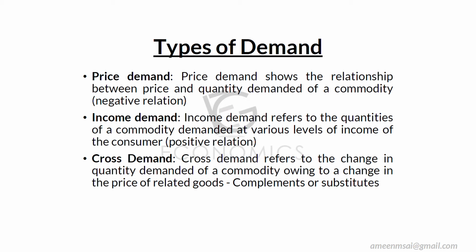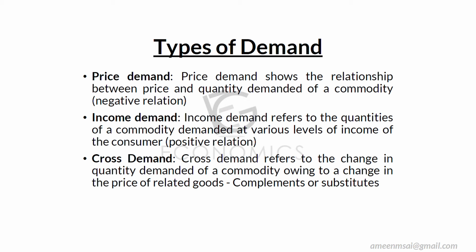ഇപ്പോൾ ഡിമാൻഡ് മൂന്ന് ടൈപ്പാണ്. ഒന്ന് പ്രൈസ് അഥവാ വില, രണ്ടാമത്തേത് ഇൻകം ഡിമാൻഡ്, നമ്മുടെ വരുമാനവുമായി ബന്ധപ്പെട്ട്. ദ തേർഡ് വൺ ഈസ് ക്രോസ് ഡിമാൻഡ്. ഇതുവരെ നമ്മൾ ഡിസ്കസ് ചെയ്തു വന്നത് ഏതാണ്?